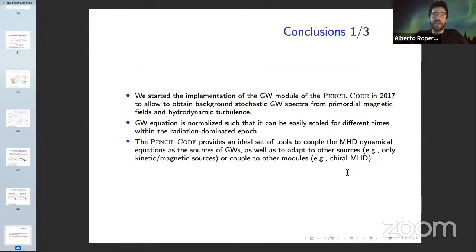So yeah, these are my conclusions. We have implemented in the Pencil Code a model to solve the gravitational wave equation, which allows us to couple it to magnetohydrodynamic turbulence, and to compute therefore the stochastic backgrounds of gravitational waves. The gravitational wave equation is normalized such that we can scale it to the different epochs where we expect hydrodynamic or magnetic fields to be generated during the early universe, as long as the equations are valid.